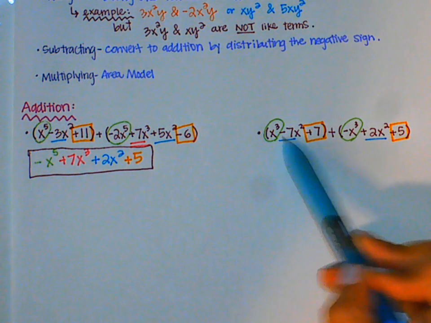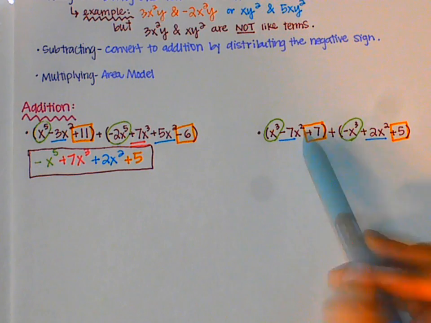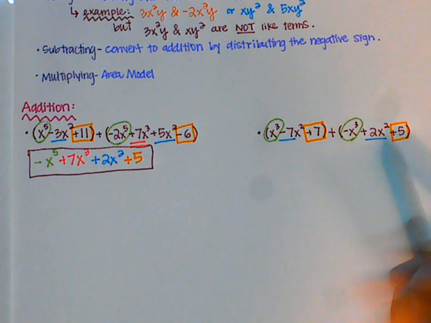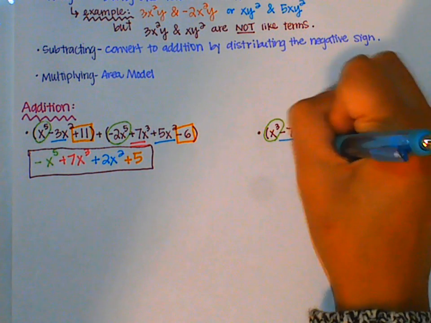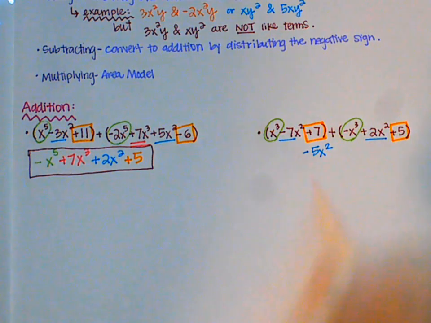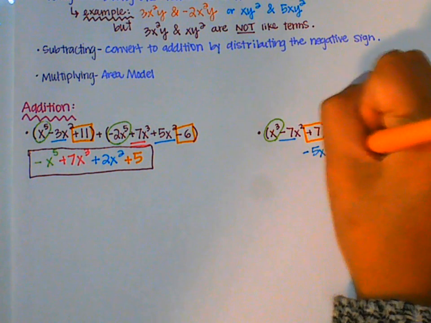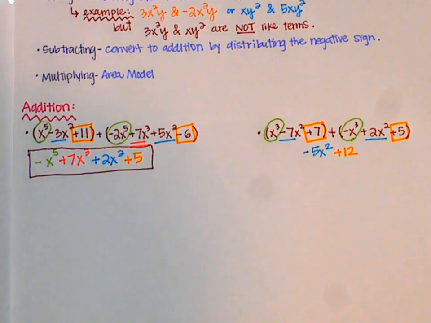A negative 7x squared and then a positive 2x squared will give me a negative 5x squared. And then my constant will be a positive 7 plus a positive 5, which would give me a positive 12 as my final answer.